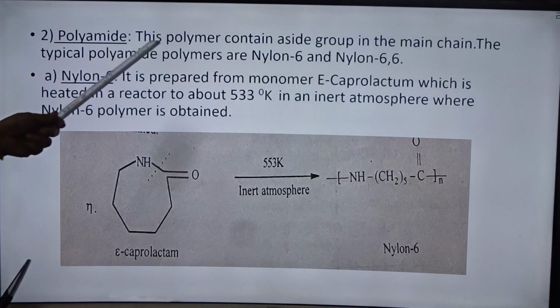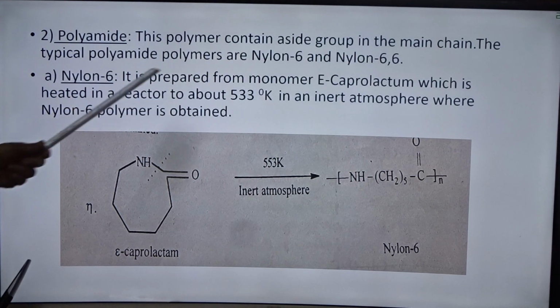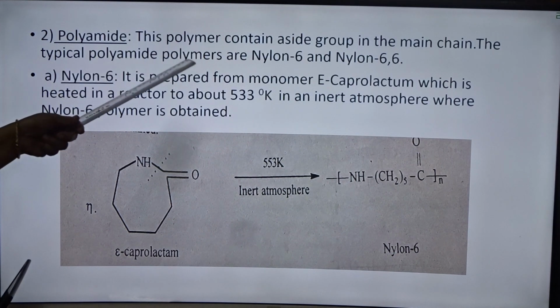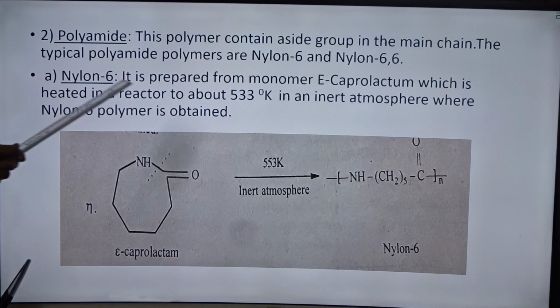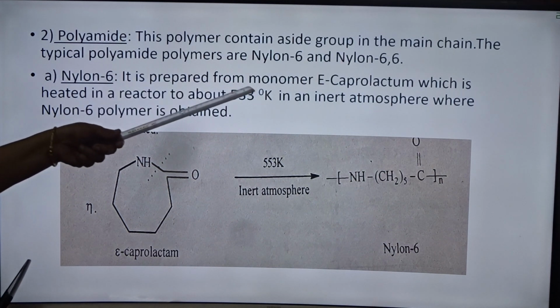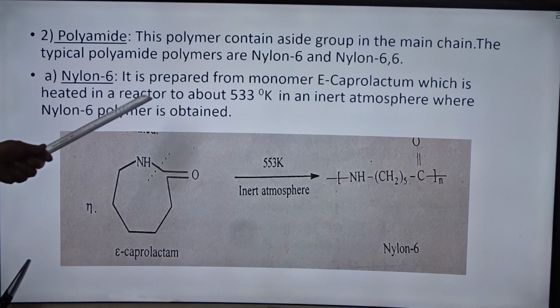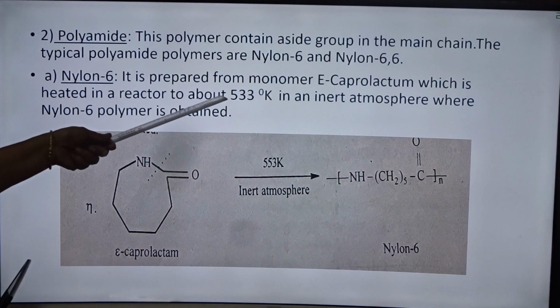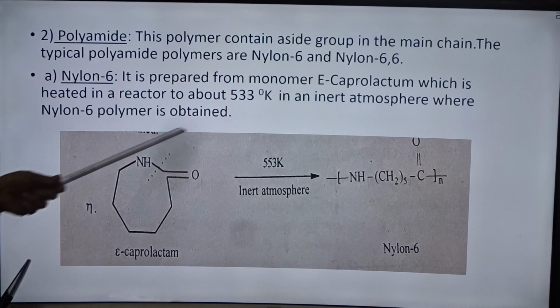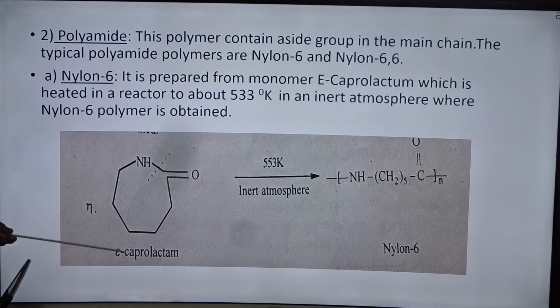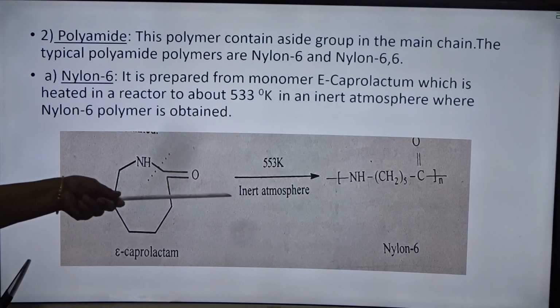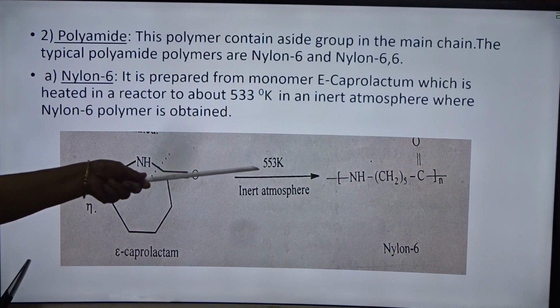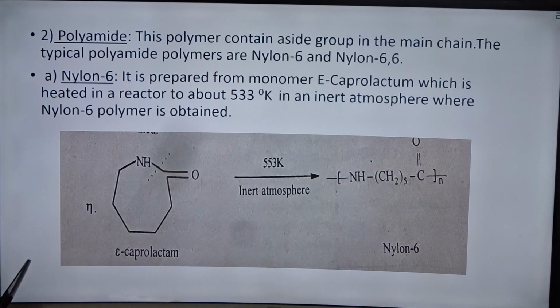Polyamide. This polymer contains an amide group in the main chain. The typical polyamide polymers are nylon 6 and nylon 6,6. Nylon 6. It is prepared from the monomer caprolactam, which is heated in a reactor to about 533 degrees Kelvin in an inert atmosphere, when nylon 6 polymer is obtained. So caprolactam in an inert atmosphere at 553 degrees Kelvin, we are getting nylon 6 polymer.